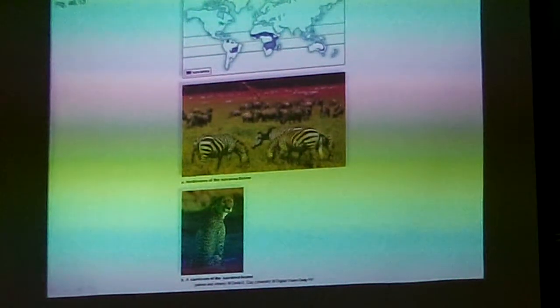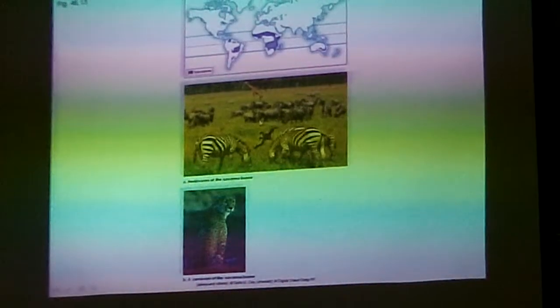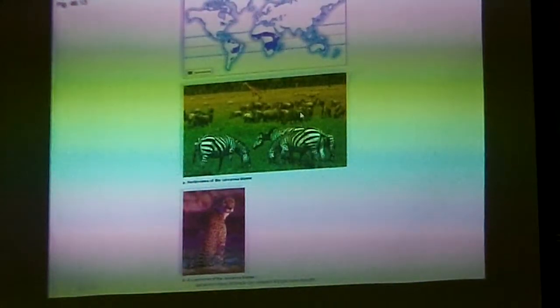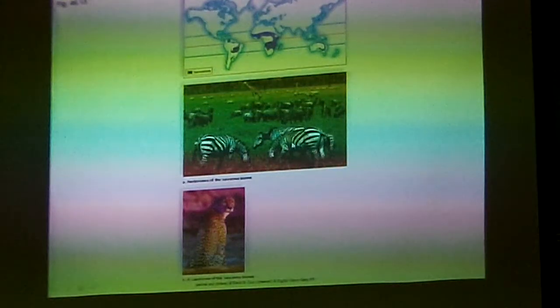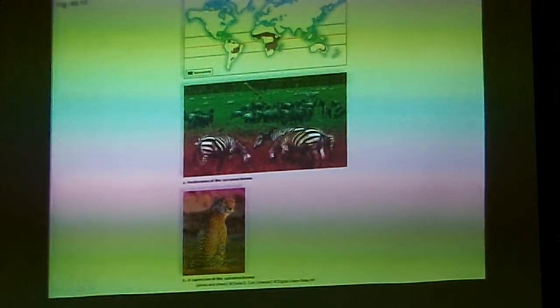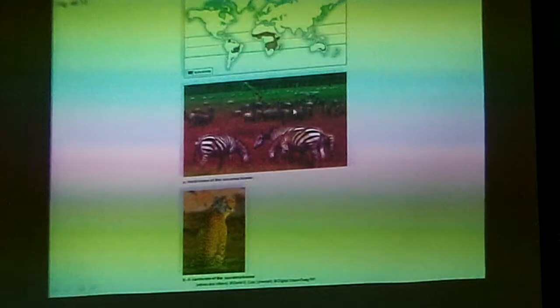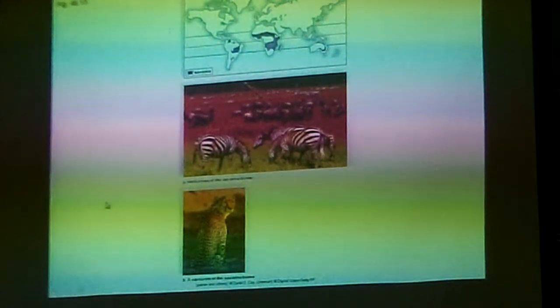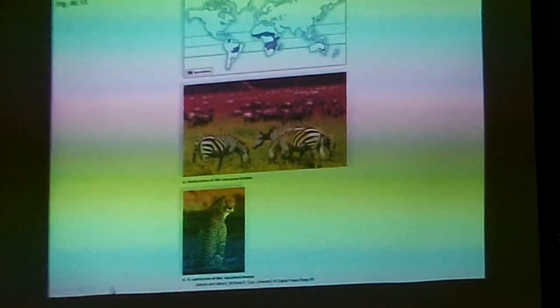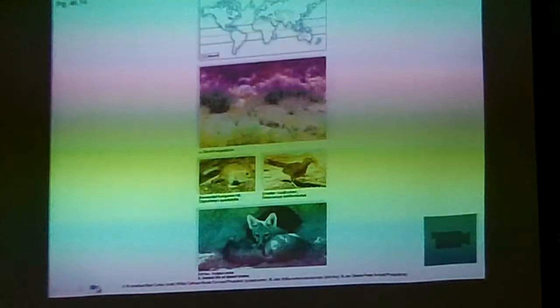So we got a lot of herbivores that go around eating the grasses in the savanna. And then you have the carnivores trying to eat the herbivores, and that's where you get all the lions out there chasing, and so forth. So that's a savanna.